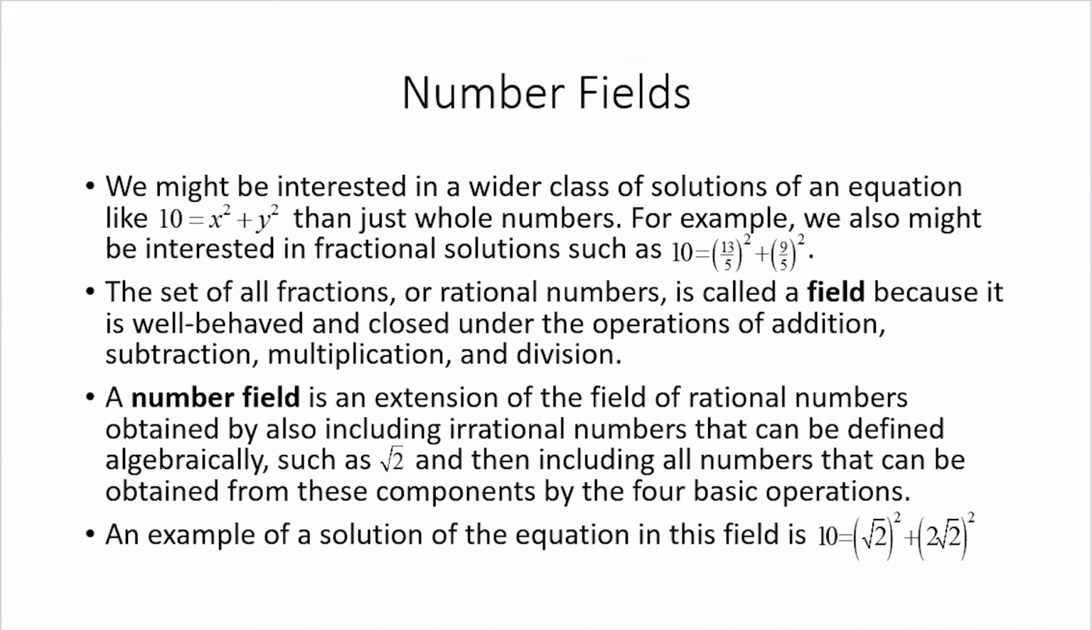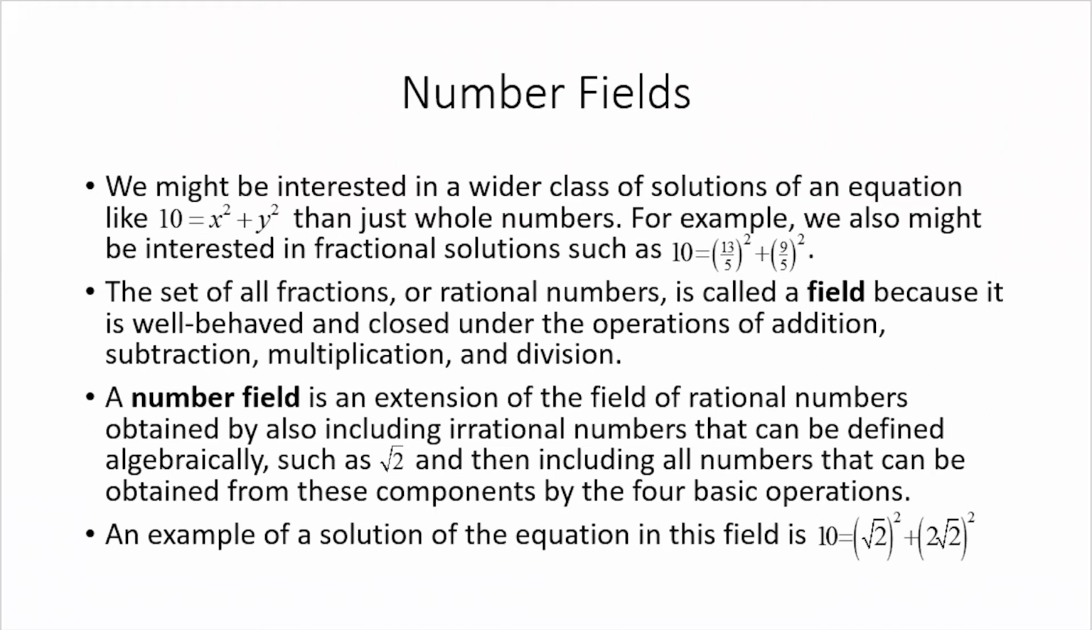The set of all rational numbers is what we call a field, because you can always add, subtract, multiply, or divide any two fractions and get another fraction. Of course, you can't divide by 0. That's the only exception. But a number field is what you get if you start out with the rational numbers, the fractions, and you throw in one or more irrational numbers.